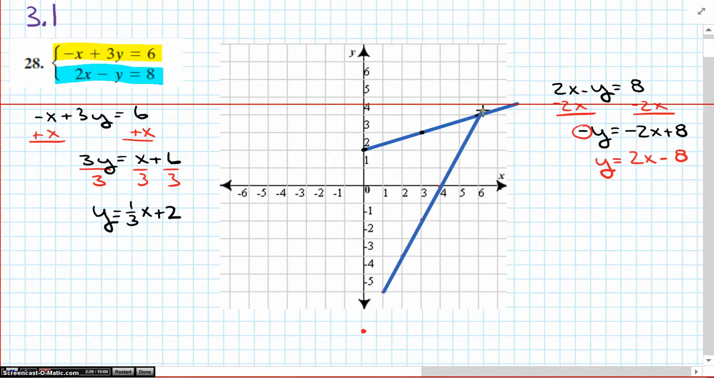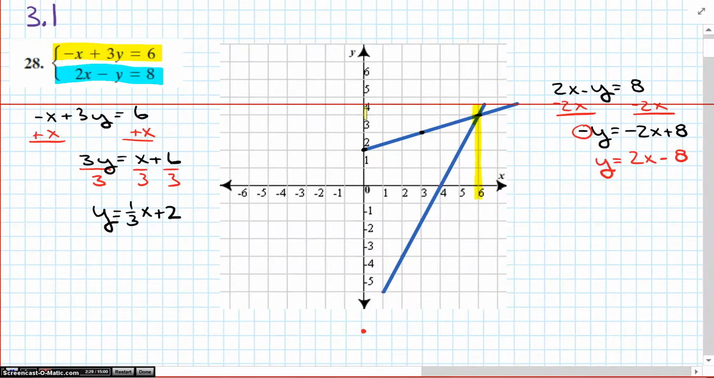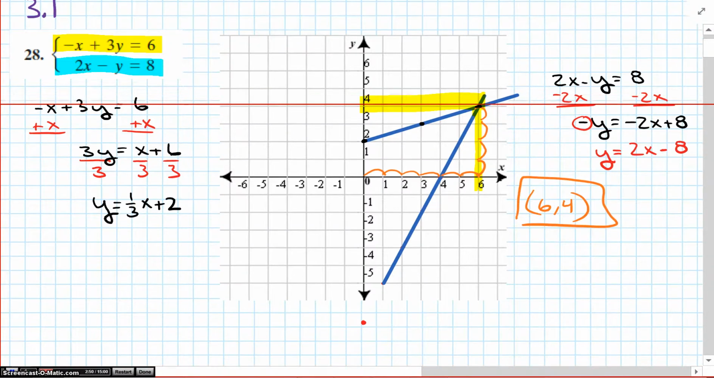Okay, and what do we see? They intersect right here. So what point is that? Let's count it up. Over 1, 2, 3, 4, 5, 6, and up 1, 2, 3, 4. So I have (6, 4) as my solution. And you can plug those back in to double check, and you're going to find out that works just fine.